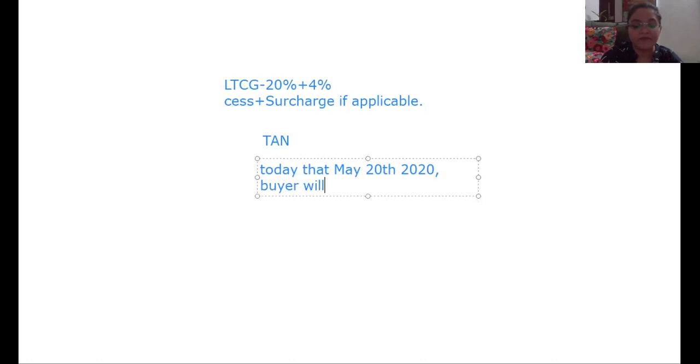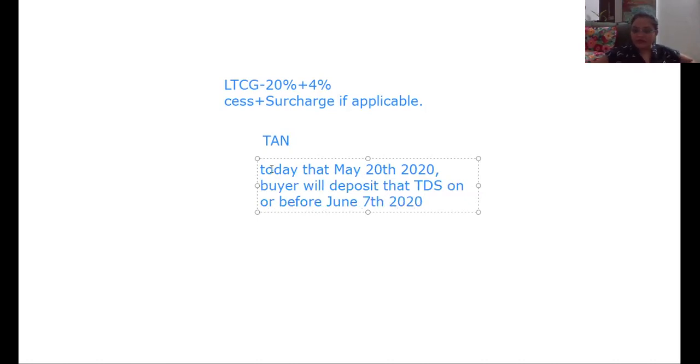Then the buyer will deposit that TDS deducted on or before June 7th, 2020. Okay, so we have understood this. Whenever the payment has been made and TDS is deducted, that TDS should be deposited on or before the 7th of the following month in which the payment was made and TDS deducted. Okay, now this has been done.